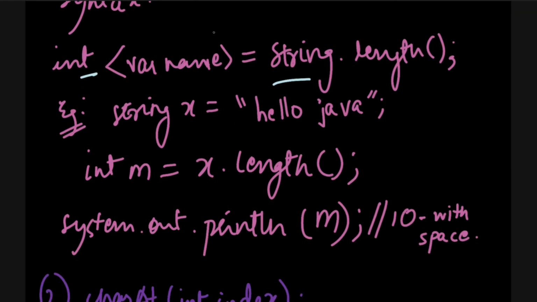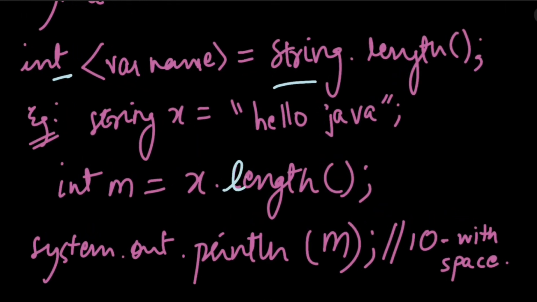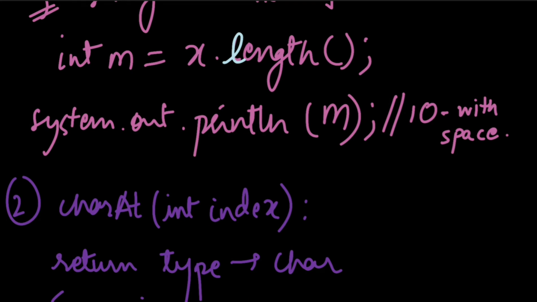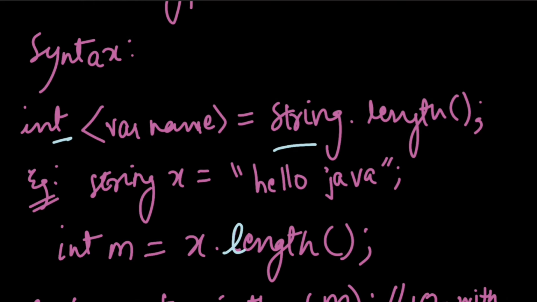So whatever string variable you have taken. So in this case I have taken the string x, that is hello Java, and I have taken an int variable m, which will return me the length, x dot length. This length L here is small, mind that. And when I print m, I will get 10. Okay, I will get the length of this word Java. Let's count it ourselves.